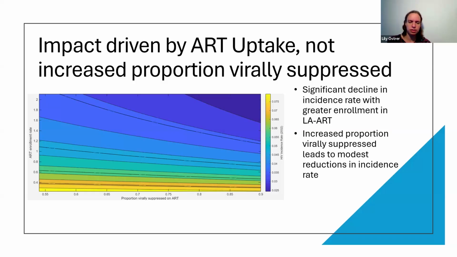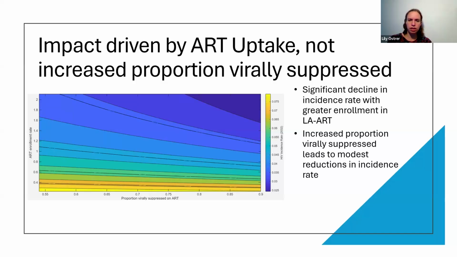So, kind of just to walk through this slide, on the x-axis is the proportion that are virally suppressed. So, starting at 54% and going up to 90%. And then along the y-axis is the increase of enrollment in ART. And then the color map essentially shows the decline of the HIV incidence rate. So yellow is a higher rate of HIV incidence and blue is a lower rate of HIV incidence and green is in the middle. And so going across the x-axis, we see that there's some change with an increase in the proportion that are virally suppressed, but not a very significant change. Whereas going up the y-axis, we see a much more significant change in the incidence rate with increased enrollment in ART.